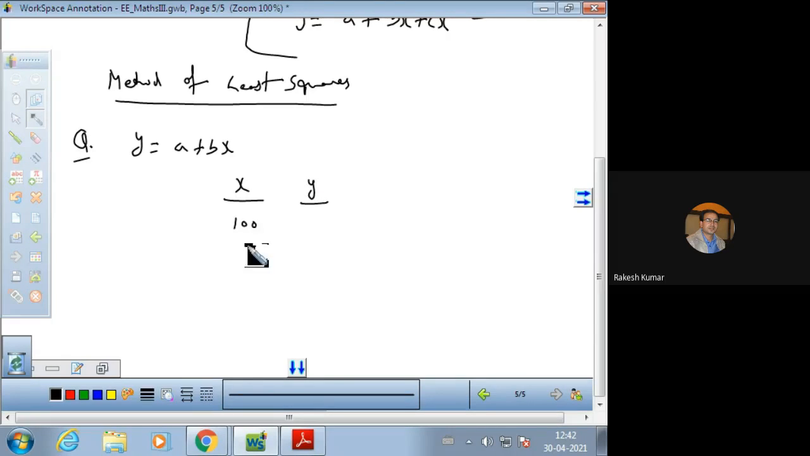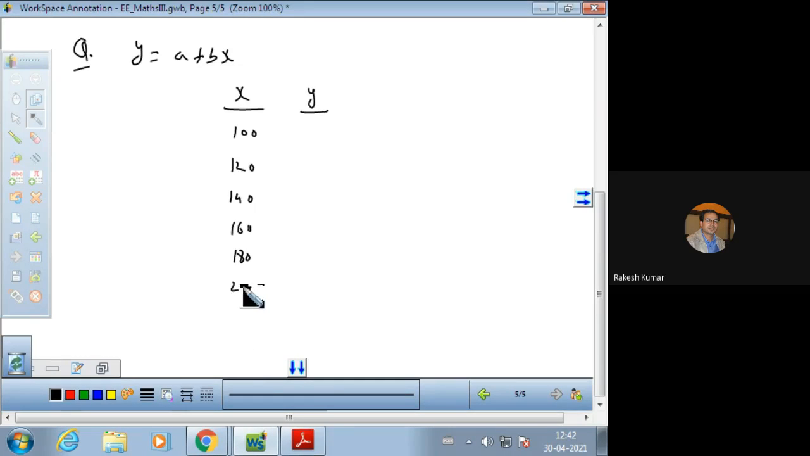The x is 100, 120, 140, 160, 180, and 200. These are the values of x, and the values of y are 0.45, 0.55, 0.60, 0.70, 0.80, and 0.85. So these are the values of x and y given to us.